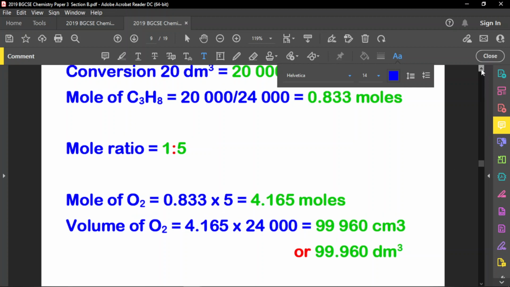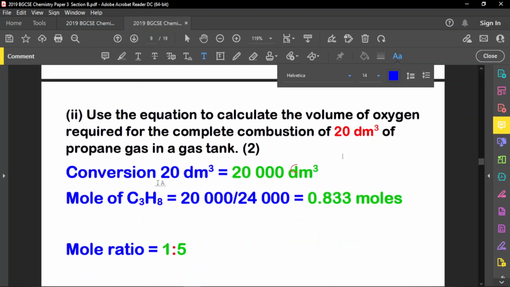And just to go back up one more time to show you something. What you actually could do is keep the dm cubed if you want, but you have to convert the 24,000 cm cubed to dm cubed, which is 24 dm cubed. You could have done that as well. So there's no one way to do it.